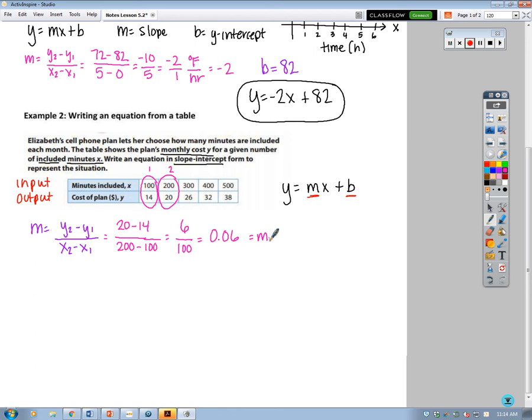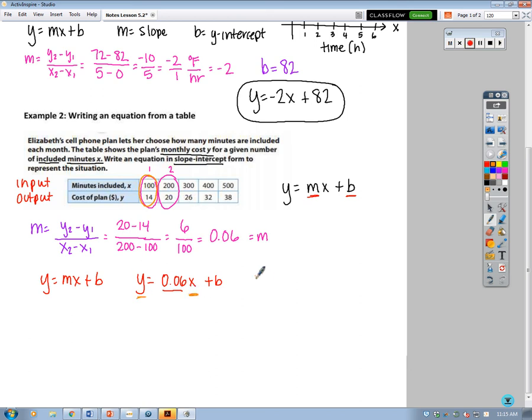Now how do we find b? We have to think about what we were doing in our previous lesson where we had our equation, y equals mx plus b, and we plugged in our m value, right? So then we did, in this case, y equals 0.06x plus b, and then we're going to pick an x and a y value. So any two values from the table. I'm just going to go ahead and pick these right here because it's just the first one and it's easy enough to plug in. And I'm going to plug those values into my x and y.